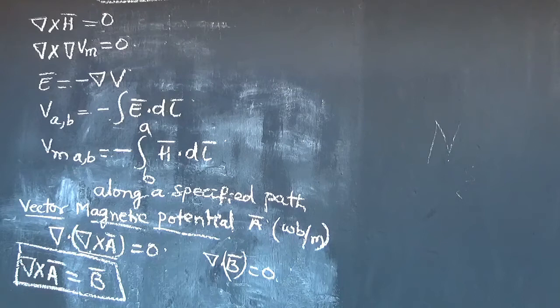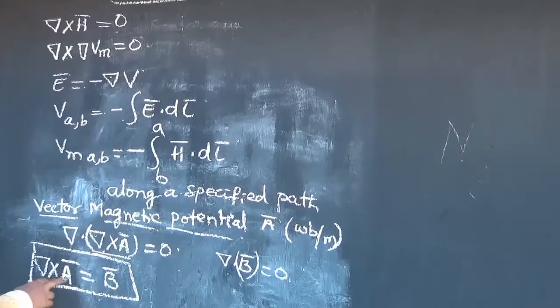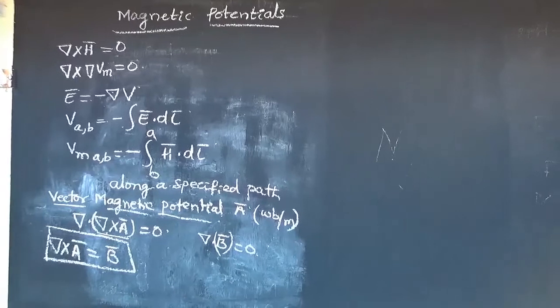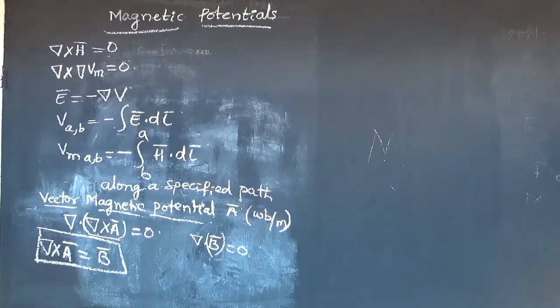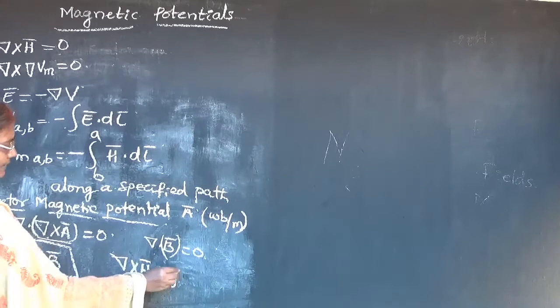So now, what is this A bar? A bar is the vector magnetic potential, and the curl of the vector A bar is equal to magnetic flux density. Del cross is nothing but a curl. Del cross A bar, that is curl of A bar, is equal to B bar, where B bar is the magnetic flux density.